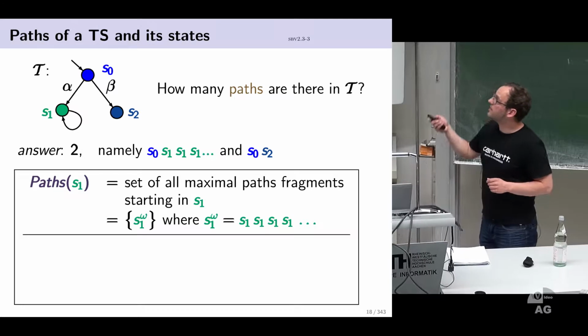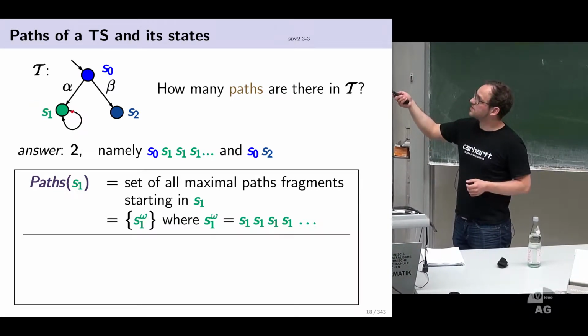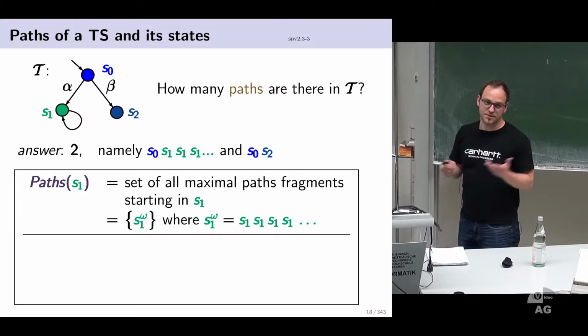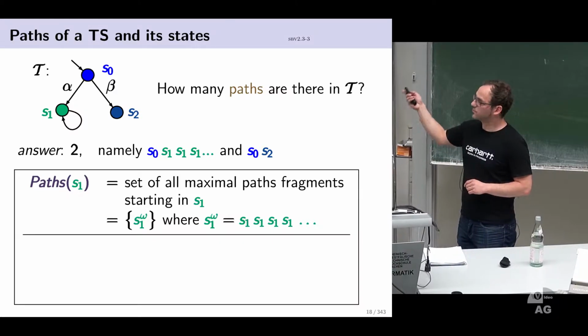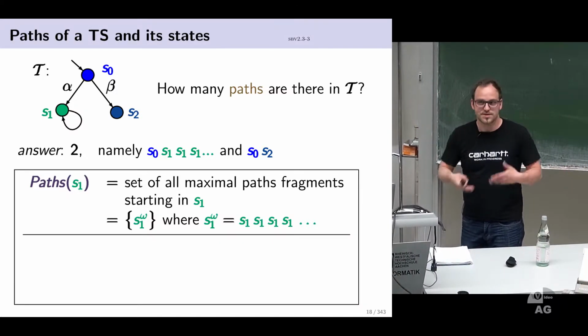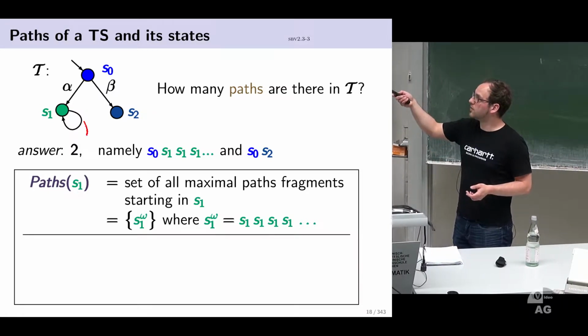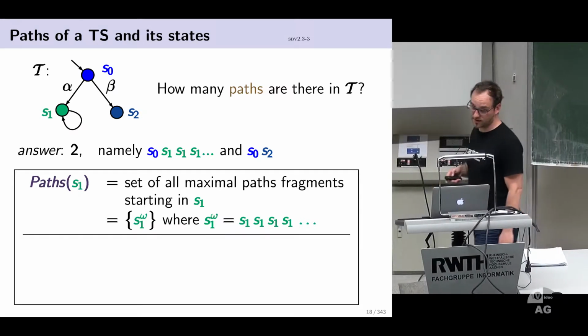We may also look at the paths starting in some specific state, and in this case, let's just pick S1. And that's somewhat boring because there is only one path starting in S1, which is just repeating S1 infinitely often. You just have to keep going as long as you can, but there is no other choice than choosing S1 as the successor. So it's just S1 infinitely often.